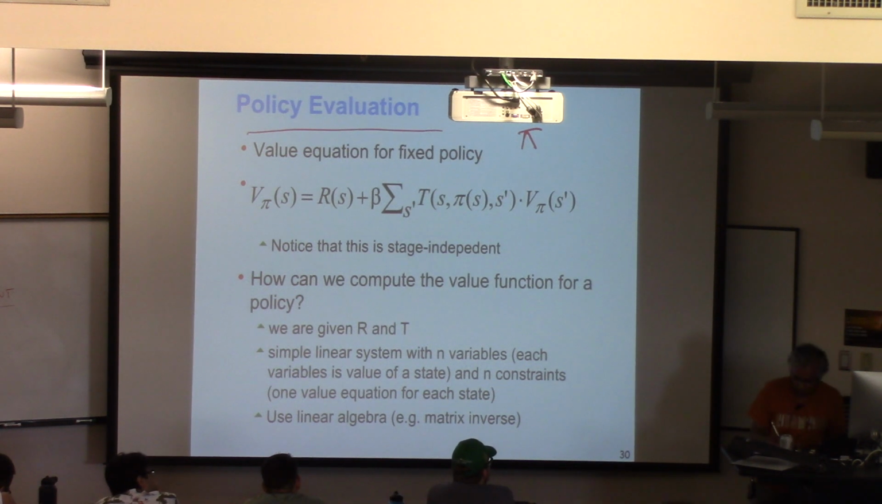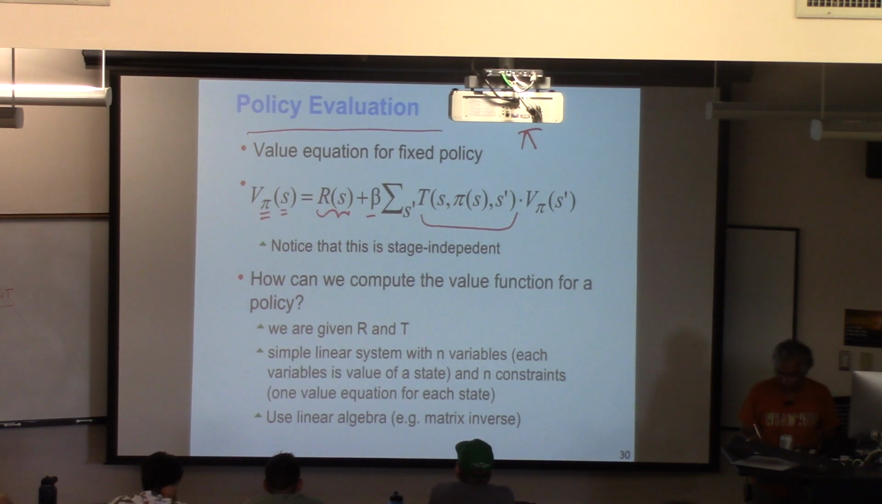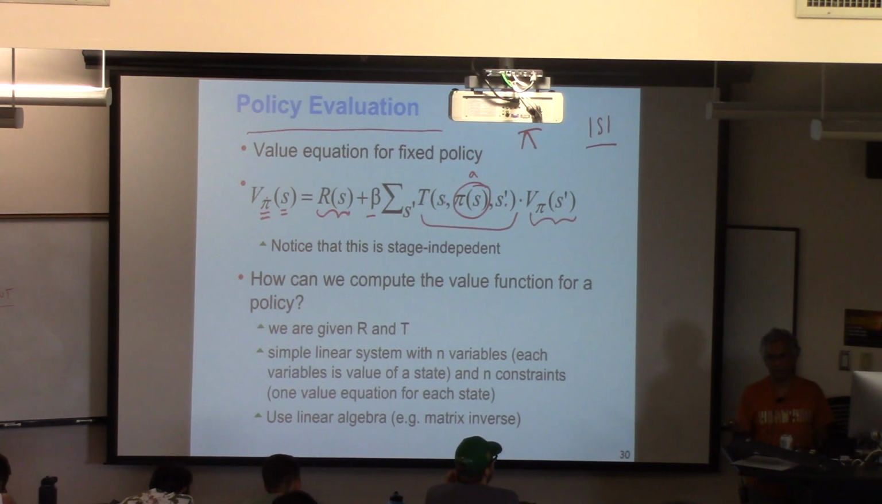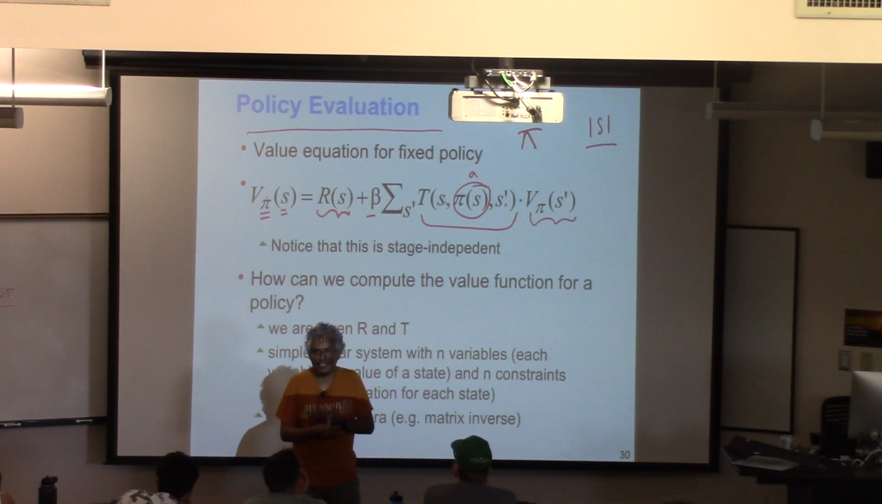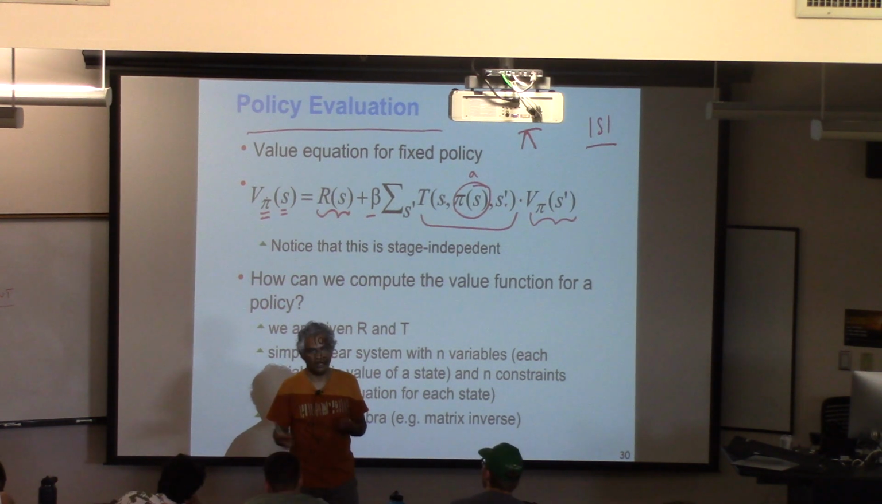So the value with respect to policy pi of some state s is, of course, the reward for that state s plus beta times the probability of, the policy pi tells you what action to do in s. Let's call that pi of s, let's say a. So if you do action a in state s, you will get to state s dash with some probability. And that s dash has a value with respect to this policy. So there are S number of states, so there are S number of variables, one for the value of each of the states. And you get a set of S simultaneous equations in S unknowns. And you can solve them.